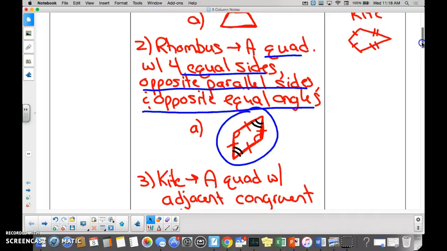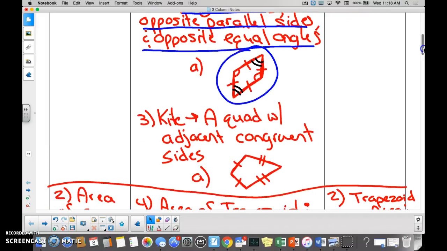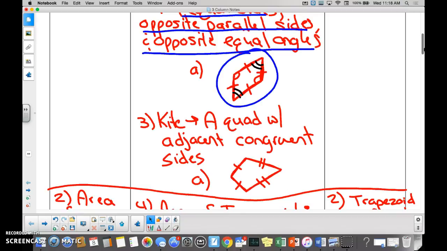Kite. How many sides does a kite have? 4. How many congruent sides does it have? 2. The congruent sides are always what? Adjacent. They're always next to each other, right? Yes, no? Yeah. And we have an example of a kite for you.